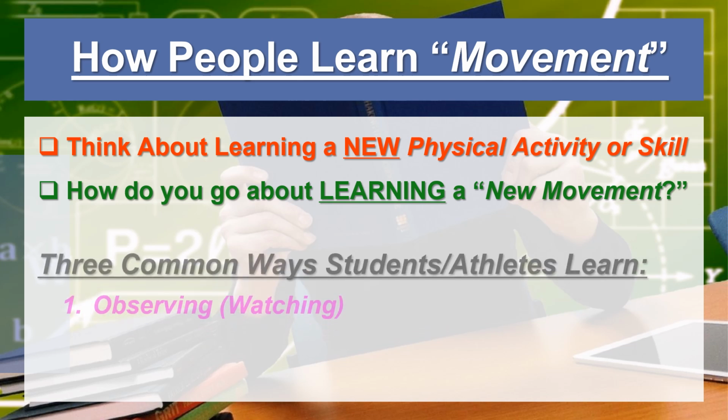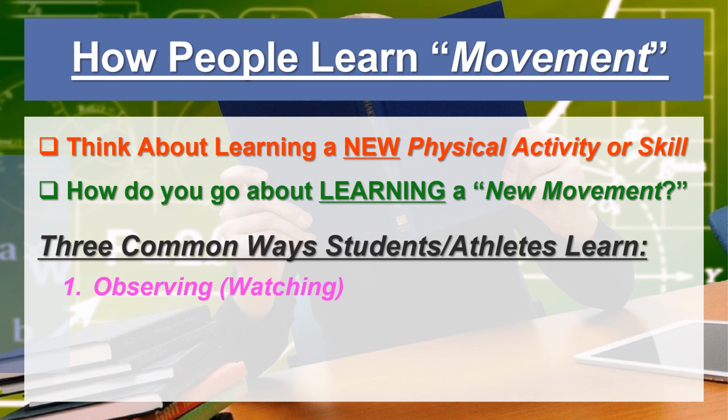So there are 3 common ways that students or athletes learn. First of all, they learn by observing or watching. They want to see it. They want to maybe see a skill. They want to see a play. They want to see something.